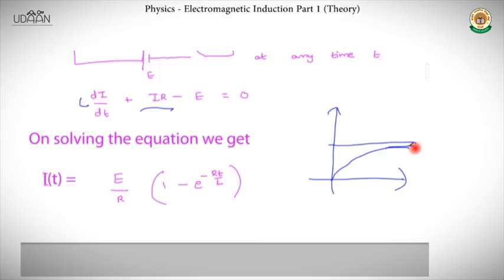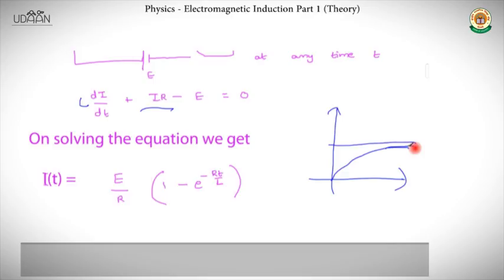So, in this way, the inductors are important to increase the current slowly. And what is the maximum limit of the value in the graph that it tends to? It will be E by R. It will reach E by R at infinite time. Exactly. We can see this from the equation also.